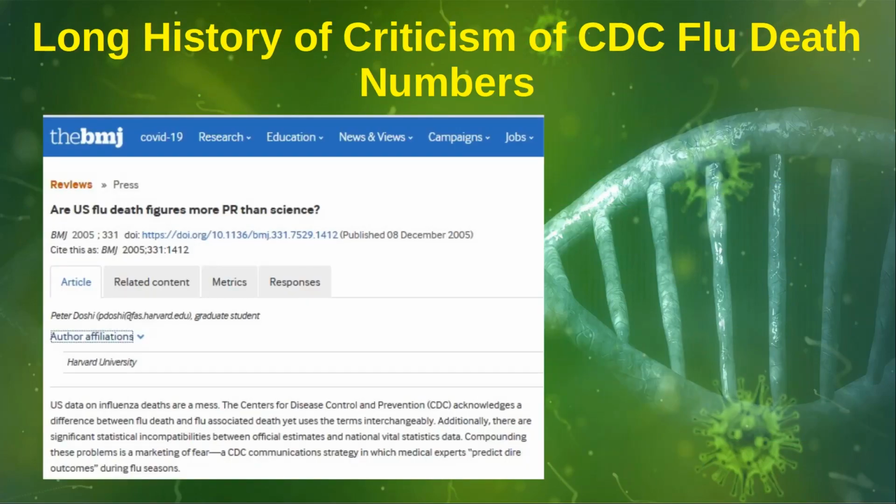It turns out there's a long history of criticism of the CDC's flu death numbers. The most prominent critic is Peter Doshi, who's now a professor at University of Maryland. This is one of his earliest articles, "Are U.S. Flu Death Figures More PR Than Science?" This is from the British Medical Journal, the BMJ, one of the most prominent, prestigious, and respected medical journals in the world. And he seriously criticizes these numbers, showing a wide range of problems.